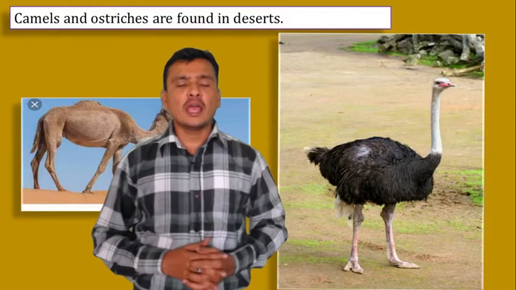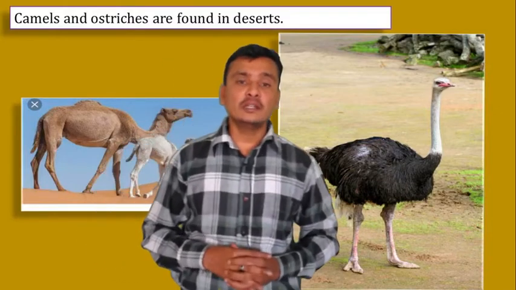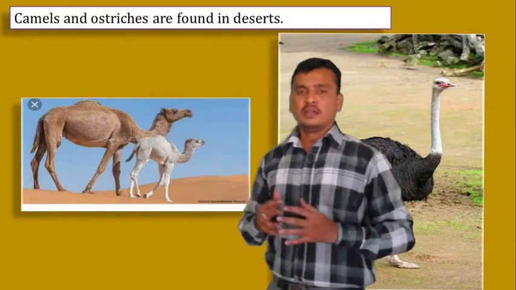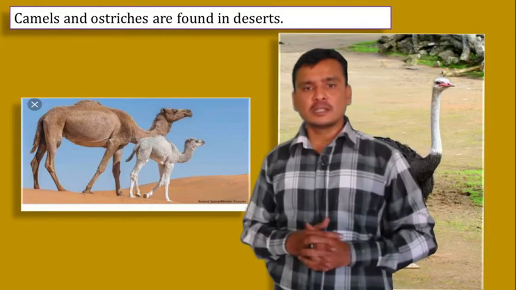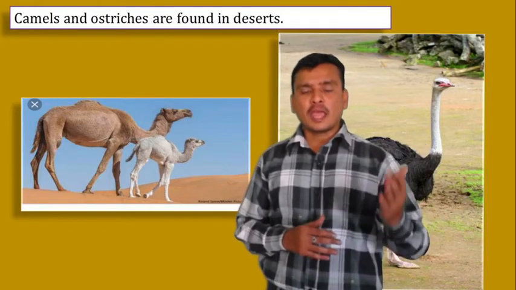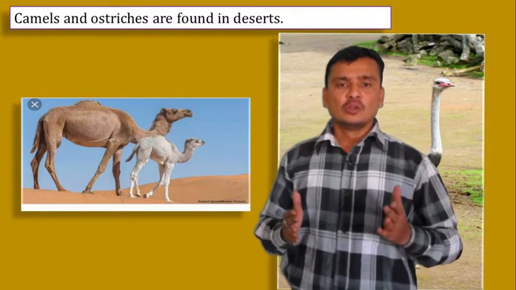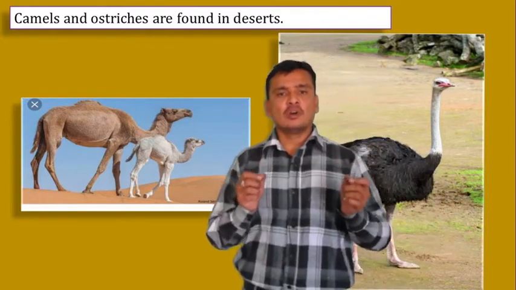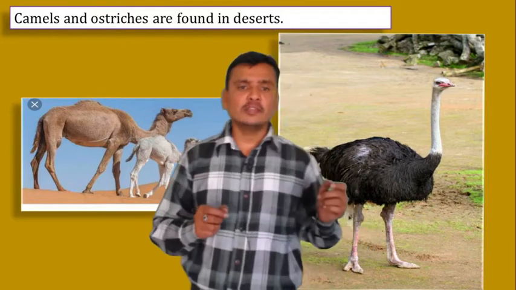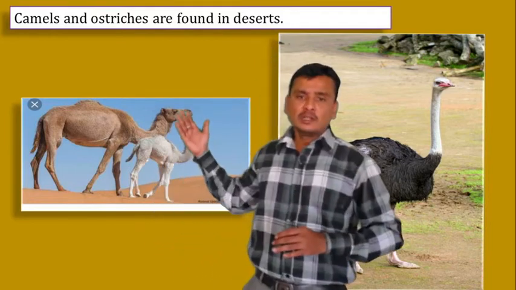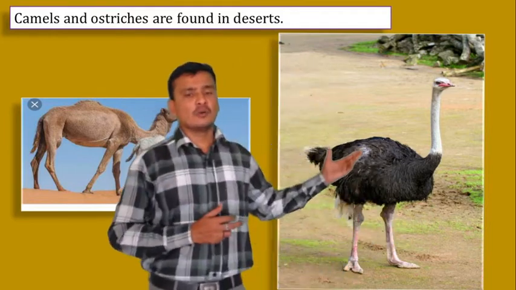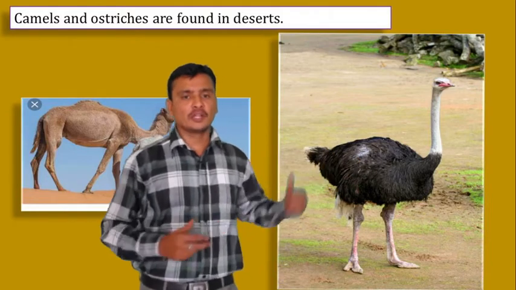Then camels and ostriches are found in deserts. You know that the Sahara is the largest desert in the world, and the camel is the most important animal in the desert. So it is a feature of Sahara wildlife, that is the camel, and ostriches are also found in large number in Africa.